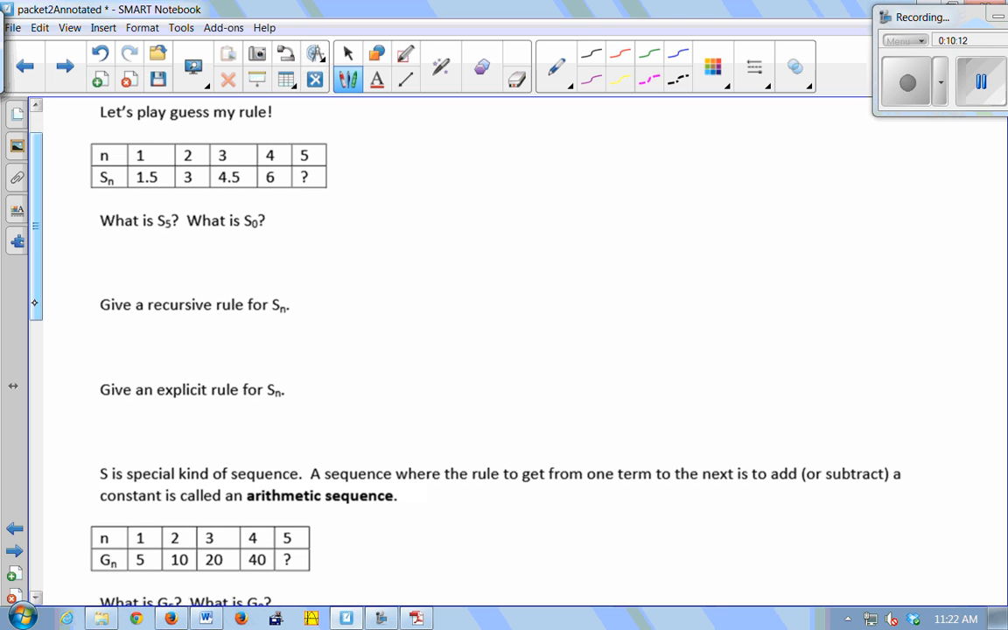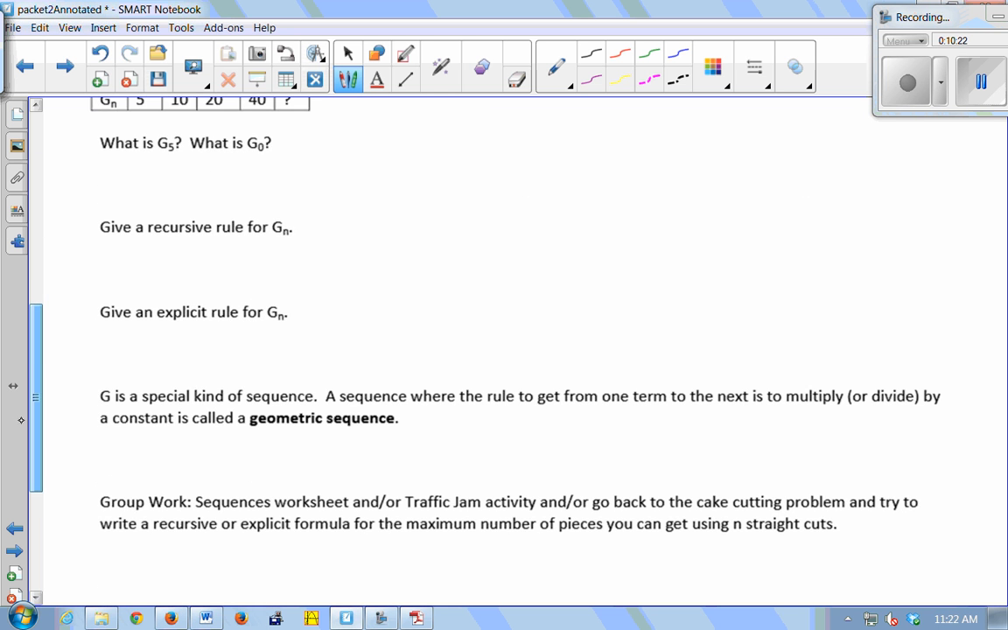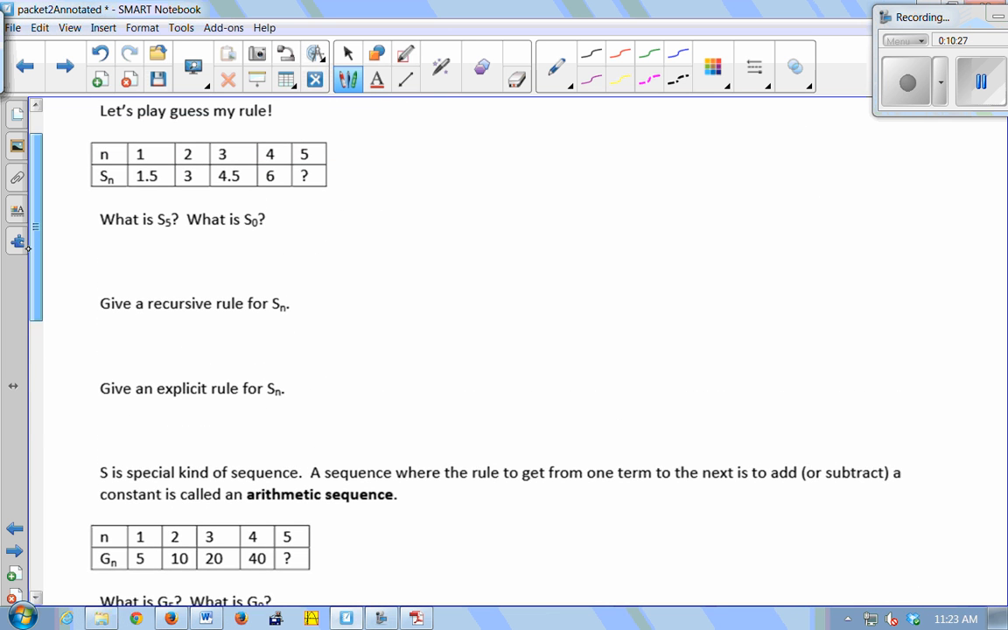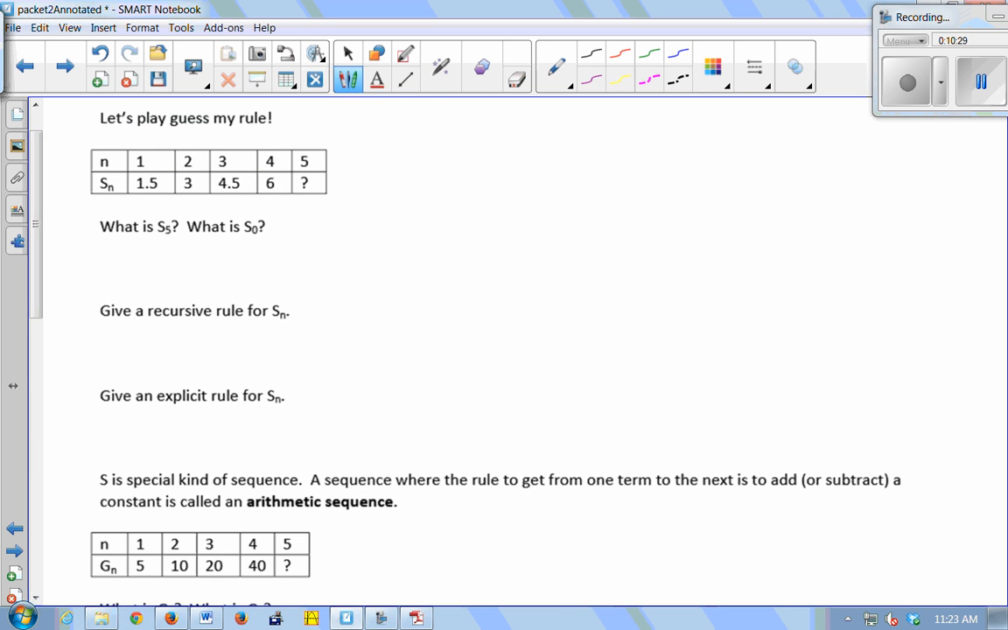All right, so we're going to play a little game called Guess My Rule. I'm going to have you think about this in your groups. Work on these first two problems, and then we'll go over them after.